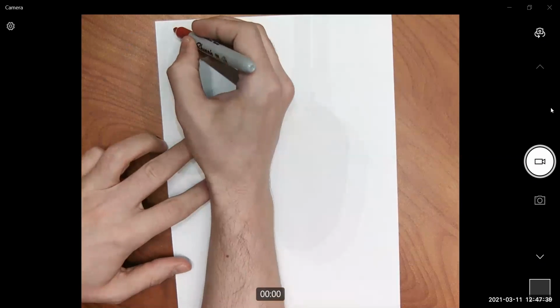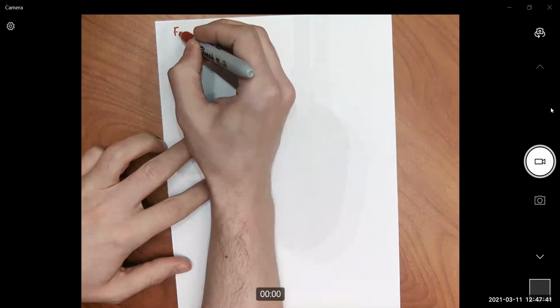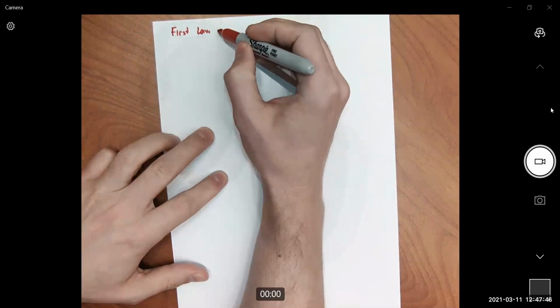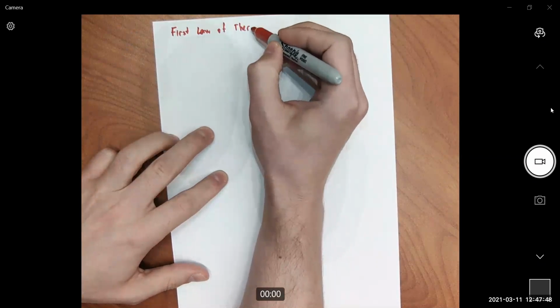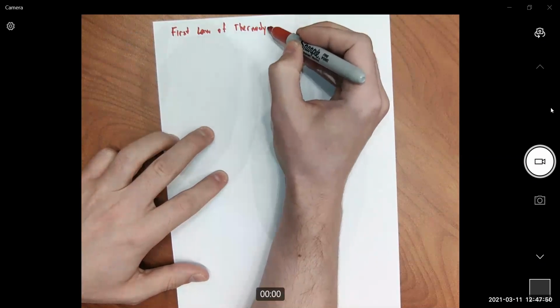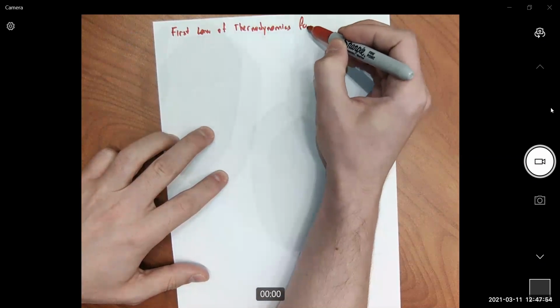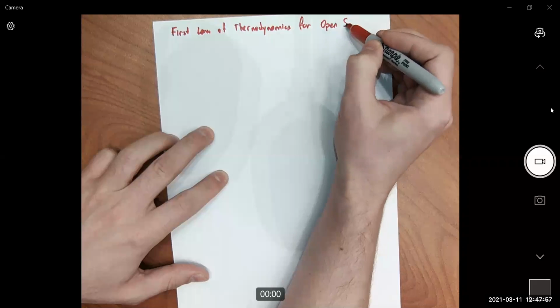So, first law of thermodynamics for open system.